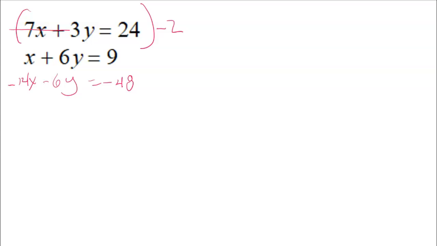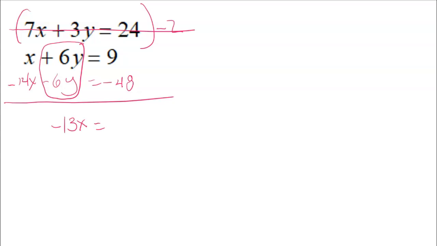So now we've rewritten this equation as this by multiplying by -2 to both sides. And now we can add them together. Our y's will eliminate. x minus 14x is -13x. 9 minus 48 is -39, right? Divide by -13, divide by -13. x is positive 3.